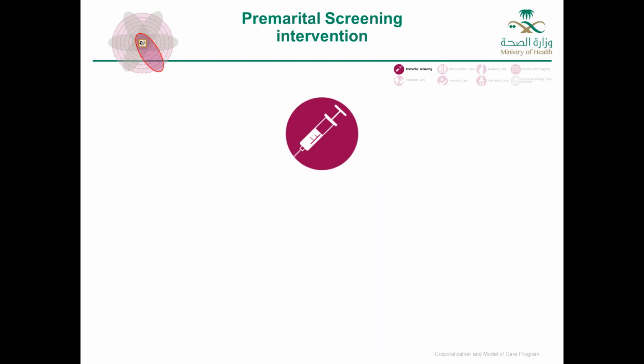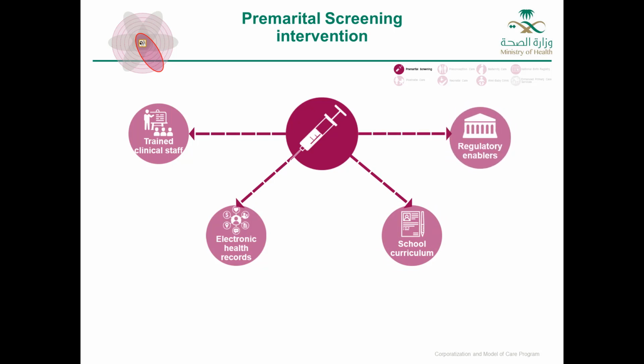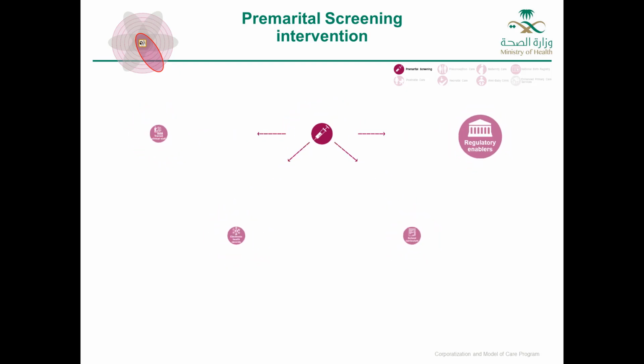To fulfill its mandate, premarital screening relies on educating and training clinical staff in primary care, including GPs, nurses, nurse practitioners, and midwives, as well as on the proper technology to enable electronic access to health records, and on the incorporation of premarital education and screening in school curriculum and activities. Finally, the premarital screening intervention also relies on regulatory enablers, such as organizations to support families with chronic diseases, family planning services, and a national committee for genetic screening.